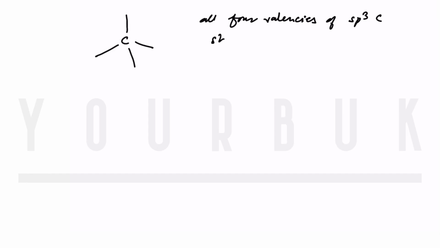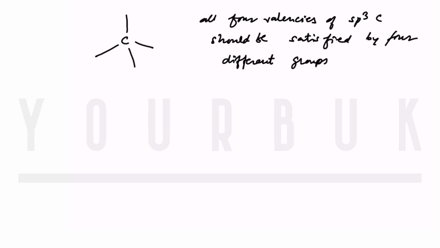Now, this is sp3 carbon. It has 4 valences free, and all 4 valences of sp3 carbon should be satisfied by 4 different groups. For example, A, B, E, and F.